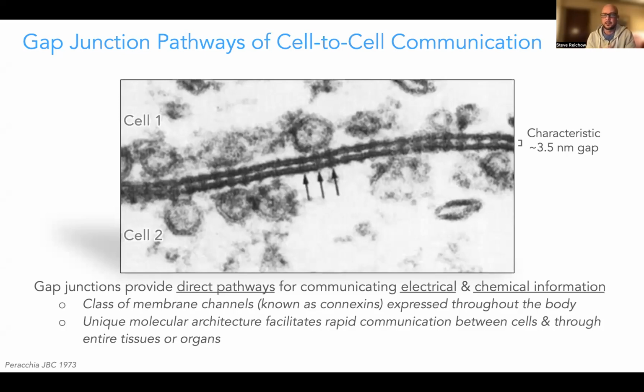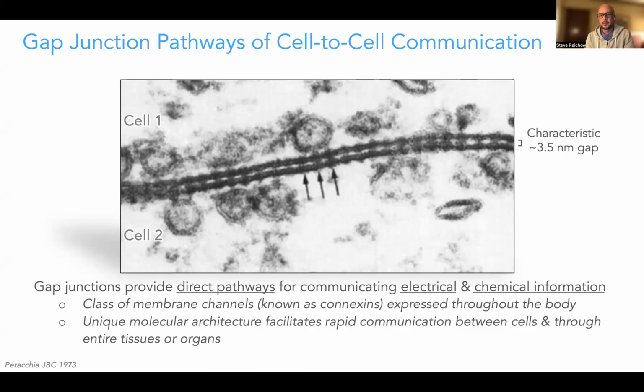So the first is that they're integral membrane proteins, and they pass not one, but 2 membranes. So they pass through the membranes of both of these communicating cells. And in doing so, they establish a continuous pathway for the cytoplasms of both of these cells to exchange chemical information.